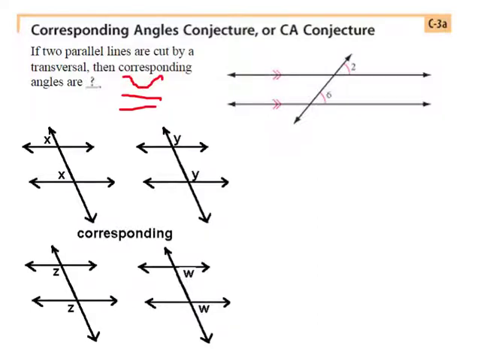And notice over here, we got angles 2 and 6. These are corresponding angles. Same thing over here with the X and X are corresponding, Y and Y. Notice they're in the same position. Z and Z, W and W. These are all corresponding angles, and they are congruent.